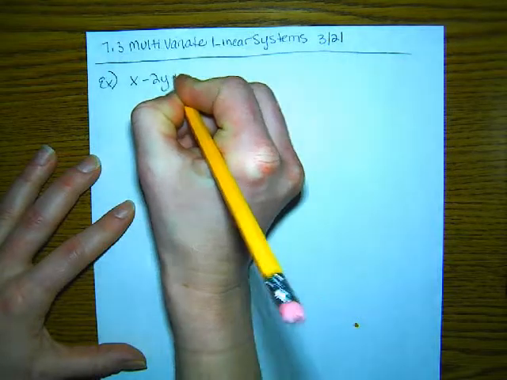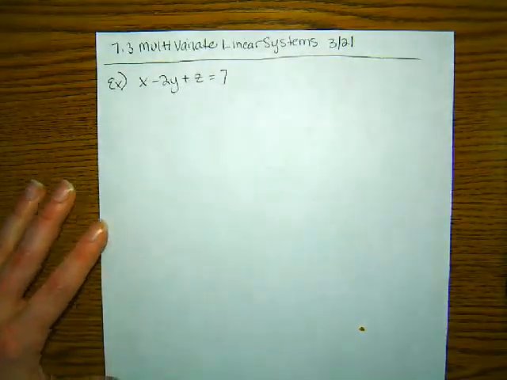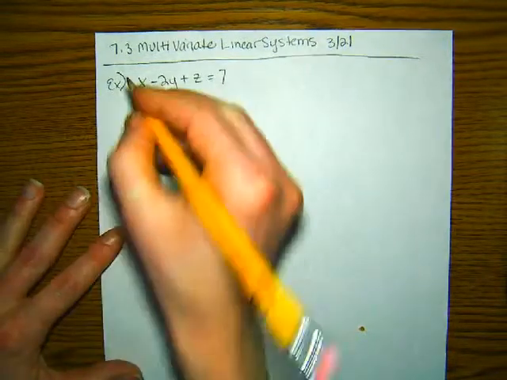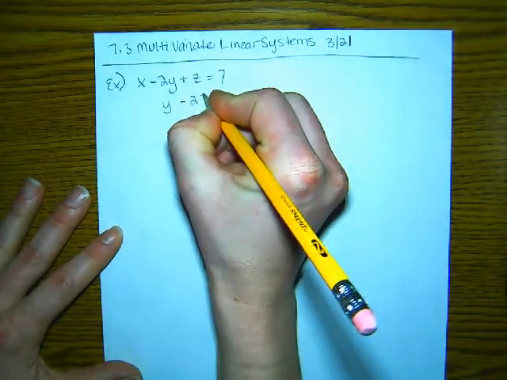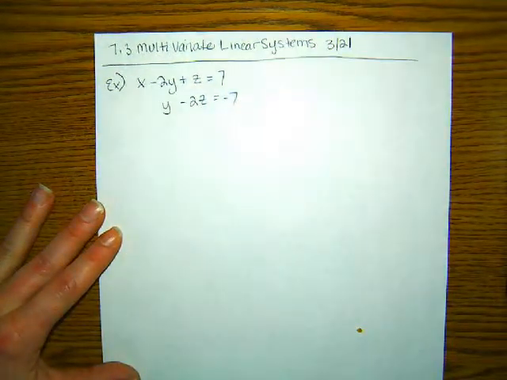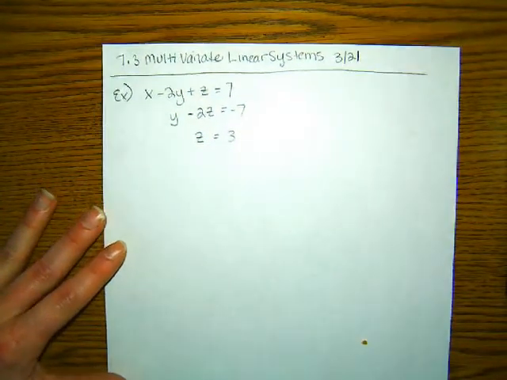I'm going to start with something that's real basic, and then we're going to kind of work back and say, how do we get there? Okay. So I have X minus 2Y.